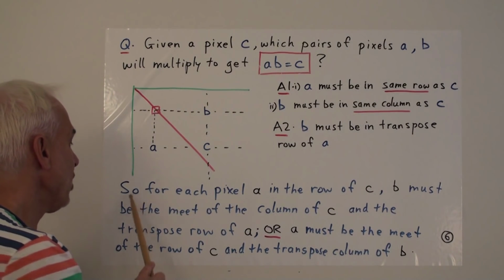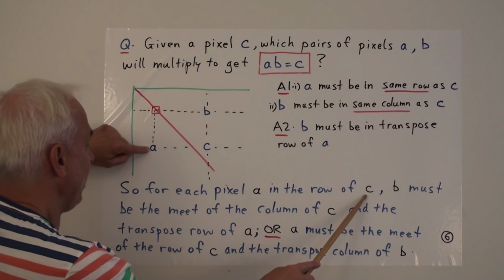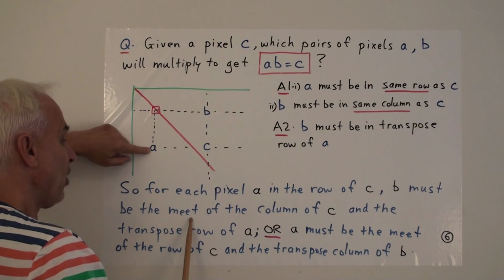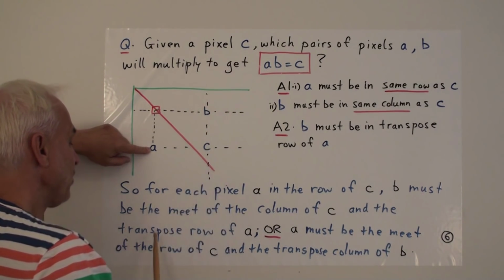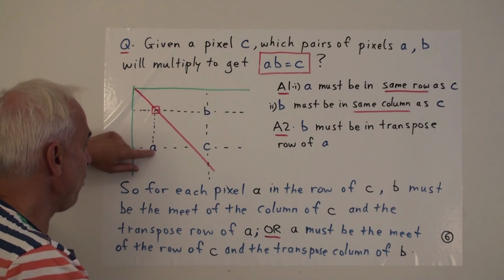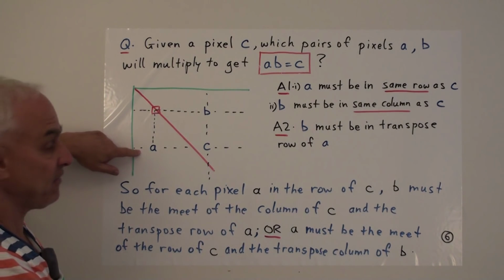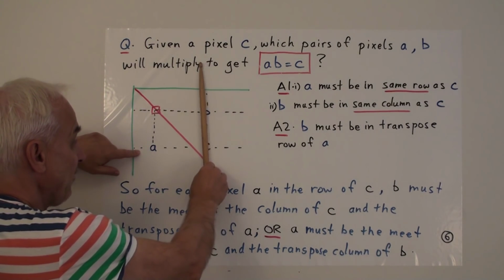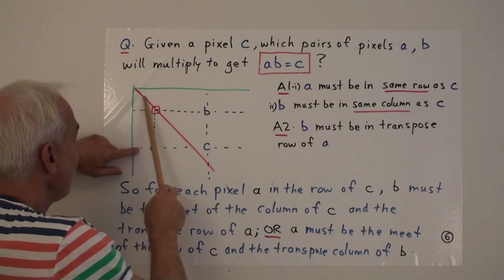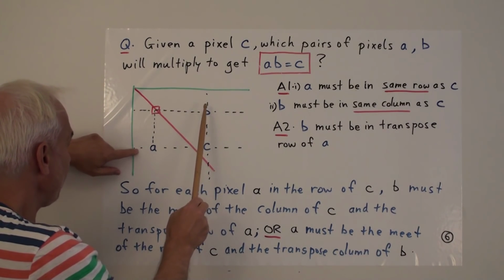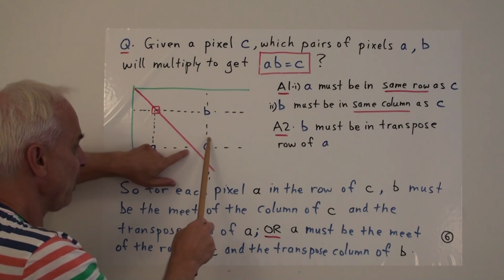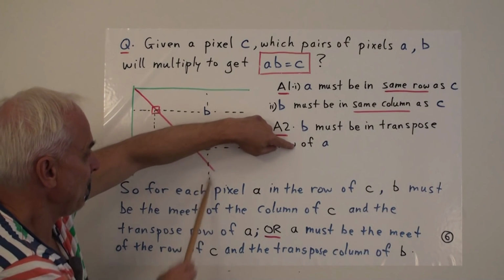So I've said that here. So for each pixel A in the row of C, we pick an A in this row, the corresponding B must be the meat of the column of C and the transpose row of A. So if A moved from here over slightly to the left, for example, the corresponding B would still have to be in the column of C, but it would now be in the transpose row of this thing, which would be there. So as A moves in this direction, the corresponding B would have to move in this direction. And as A moves in this direction, the corresponding B would have to move in this direction. If A was far out here, B would have to be far down here.